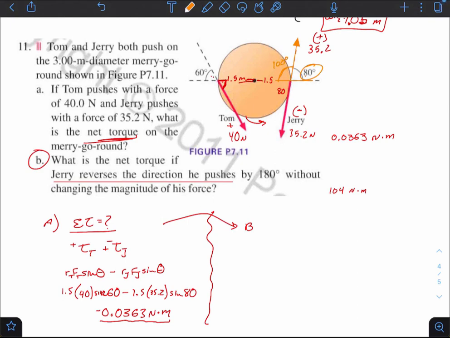And that really is the extent of the geometry you'll have to do in this class. SOHCAHTOA and being able to figure out 180 minus whatever angle you're given. And as long as you're drawing good diagrams, that becomes super easy. So we have a new angle. We have the same force, but the torque changes direction. And the radial arm is still 1.5.